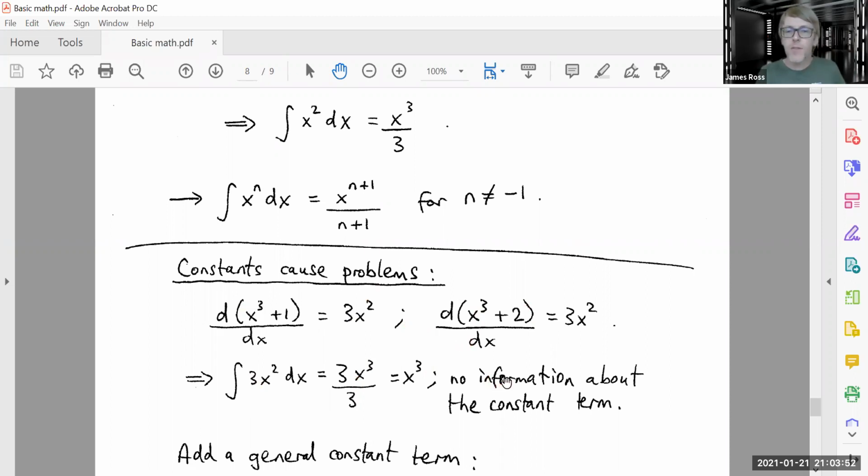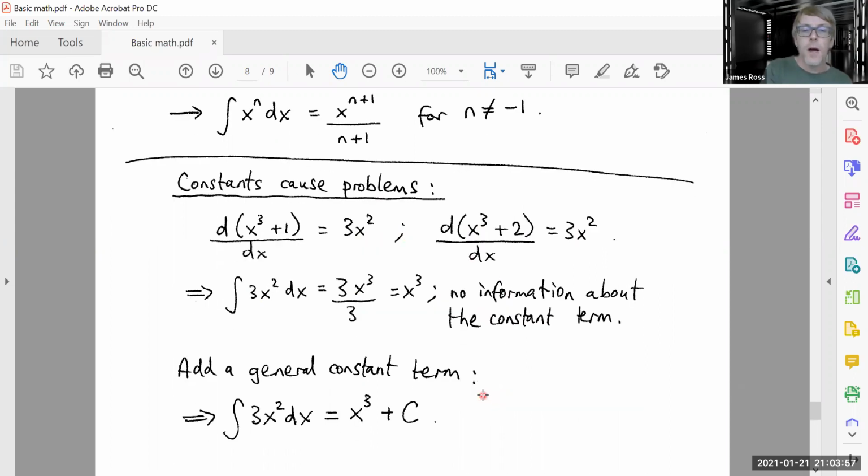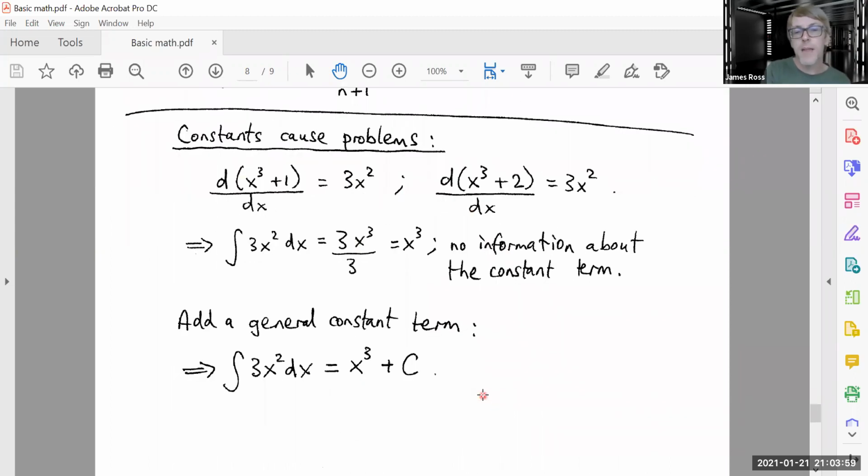We can't track information about the constant term. So to represent that, it's common to just write a capital C to represent, hey, there's a constant here. I have no idea what it is, but it's a constant. So we can just say the integral of 3x squared dx is equal to x cubed plus a constant. The constant might be 0, but it might not be 0. So don't shout at me if I've told you there might be a constant there.